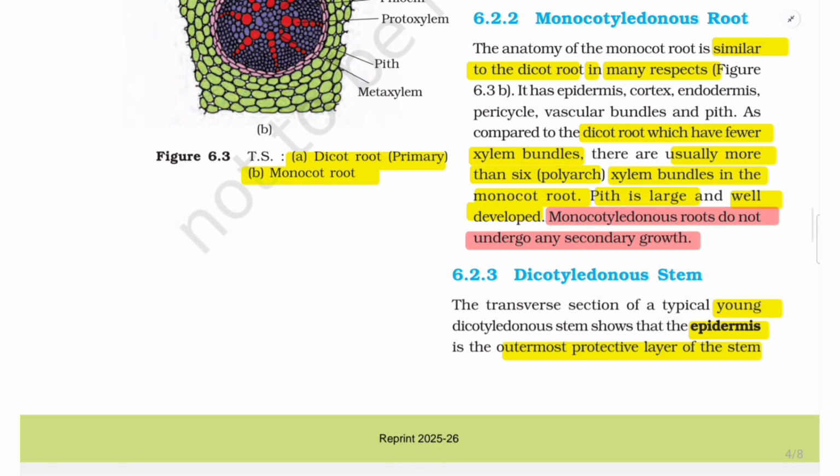6.2.2 Monocotyledonous root. The anatomy of the monocot root is similar to the dicot root in many respects, Figure 6.3b. It has epidermis, cortex, endodermis, pericycle, vascular bundles, and pith. As compared to the dicot root, which has fewer xylem bundles, there are usually more than 6, also known as polyarch, xylem bundles in the monocot root. Pith is large and well developed. Monocotyledonous roots do not undergo any secondary growth.